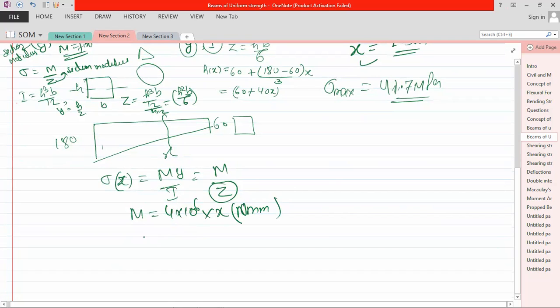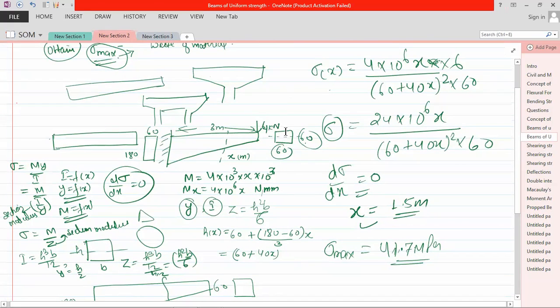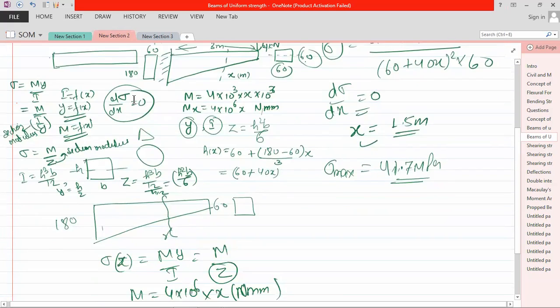Now, what is the value of z? Z is equal to h square b by 6, and h is a function of x, that is h is equal to 60 plus 40x. If you put x is equal to 0, it is coming 60, and at x is equal to 3, it is coming 180.